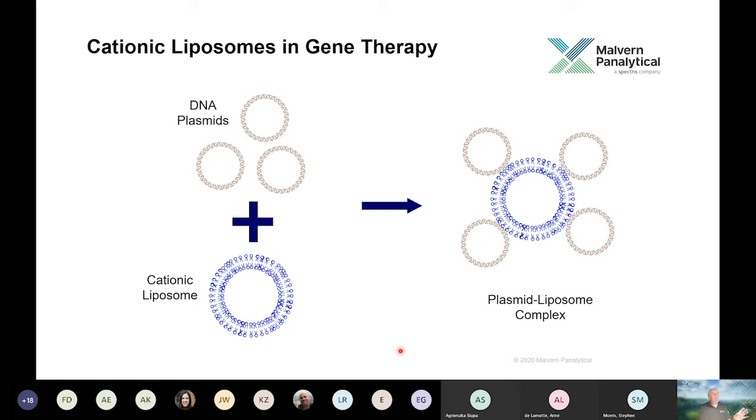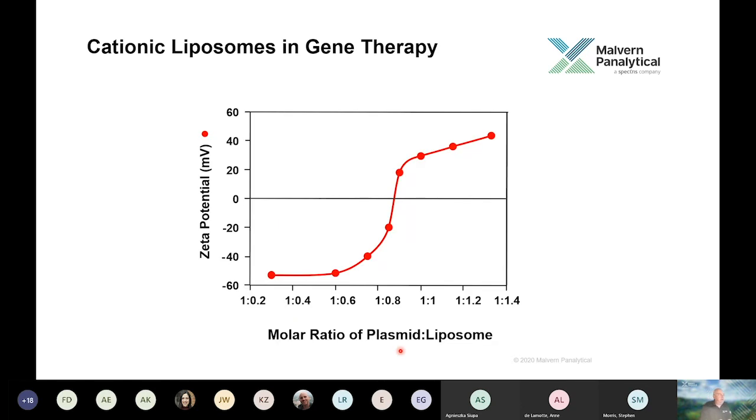So this is where zeta becomes very interesting. So here is a plot. Here we've got the molar ratio of plasmid to liposome. Here we've got the zeta potential. So when we have an excess of plasmid, the complex that's formed is negatively charged. We go through a particular ratio of plasmid to liposome where the complex is 0, it's neutral. And then when the liposomes become in excess, the complex becomes positively charged.